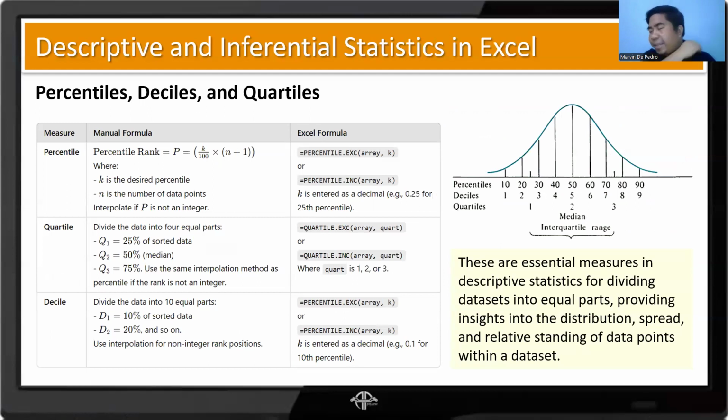So this is something we didn't discuss in module 1 or even in module 2. We have the percentile, decile, and quartile.